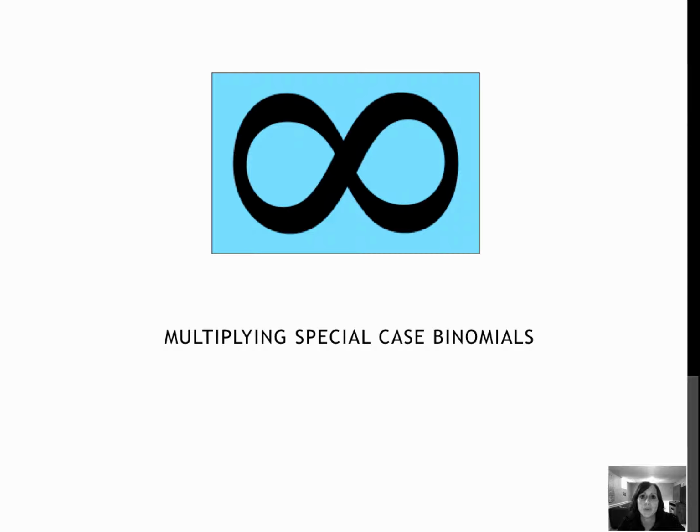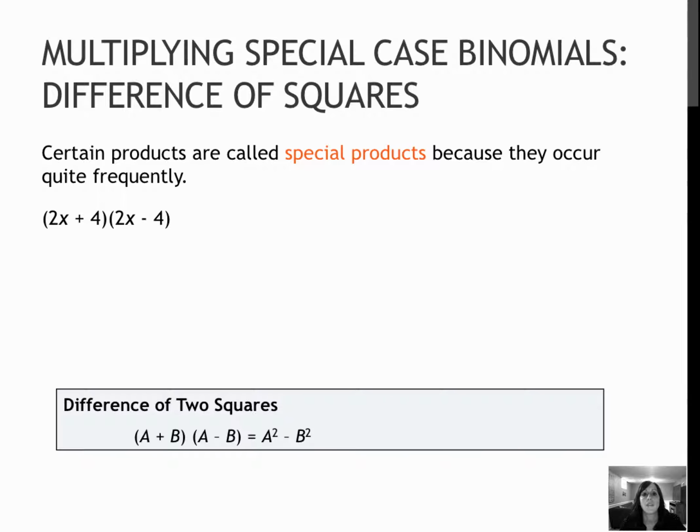There are two special case binomials that we will deal with in this class. One of them is called the difference of two squares, or I just call it difference of squares. And in a difference of squares pattern, notice I've got the same value as my initial value and the same value as my second value, and the only thing different between these two binomials is one is plus and one is minus. So let's take a look at what happens if I would multiply this out.